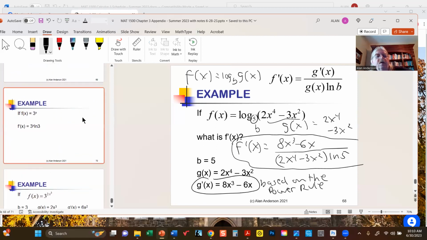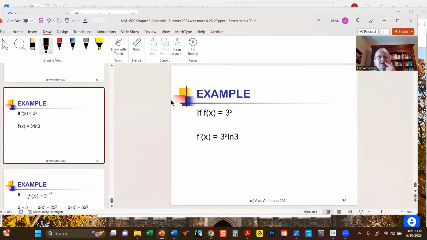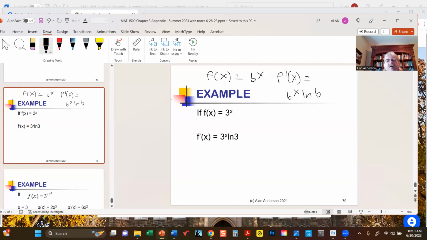All right, and then one more quick example. Now, this is that case. Remember, there are 2 more examples. So here b is 3. So we end up with 3 to the x log 3.